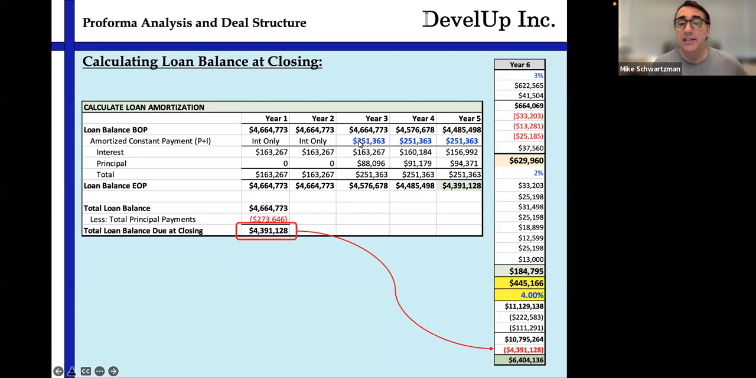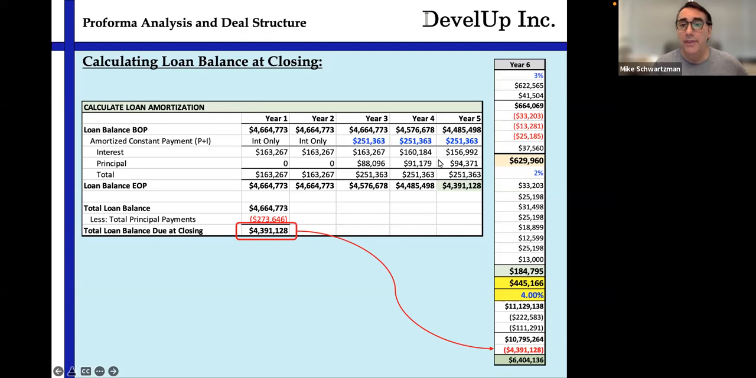Plus, we know we have a constant. The constant, when you run the math, either in a spreadsheet or on an HP calculator, is $251,363 based on our loan terms, amortization period, et cetera. Our constant's always got to be the same, which means as our interest goes down, as our principal balance goes down, the amount of principal payment goes up to the point where at the end of year 5, our amortized outstanding balance is about $4.4 million. So we had a $4.6 million loan.